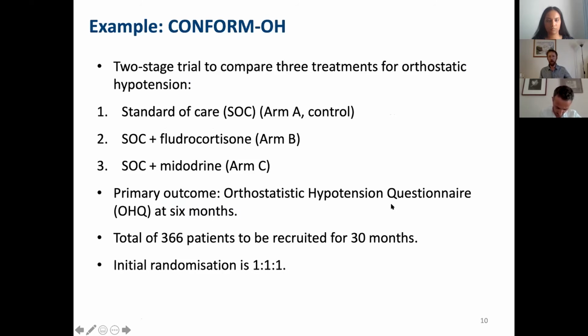So let me give you an example of a multi-arm, multi-stage trial that's got these two components, the multiple experimental arms and the adaptive design. Hopefully this might illustrate the advantage. So this is a trial that we're running in Newcastle in orthostatic hypertension called CONFORM-OH.